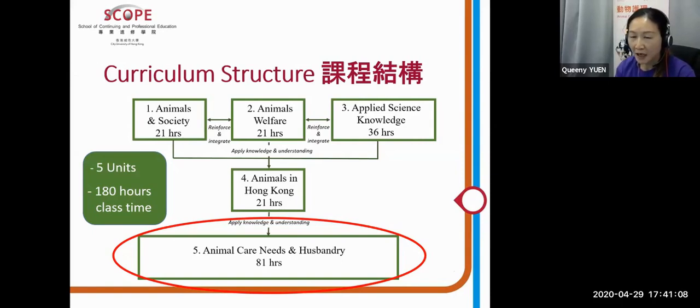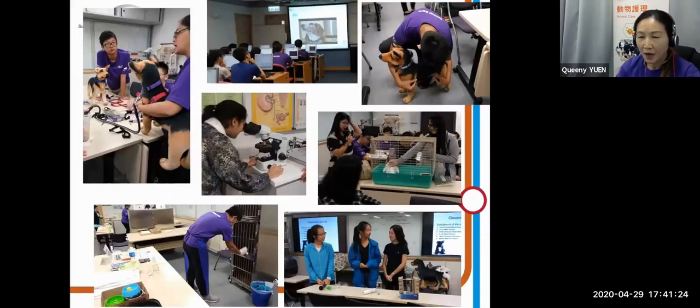The last module in animal care is called Animal Care Needs and Husbandry, where students learn the practical skills that accompany the theoretical knowledge gained in Module 1, 2, and 3. The practical skills we learn in Module 5 are called husbandry skills because they are things that we do on a daily basis to ensure animals live healthy and happy lives under our care.